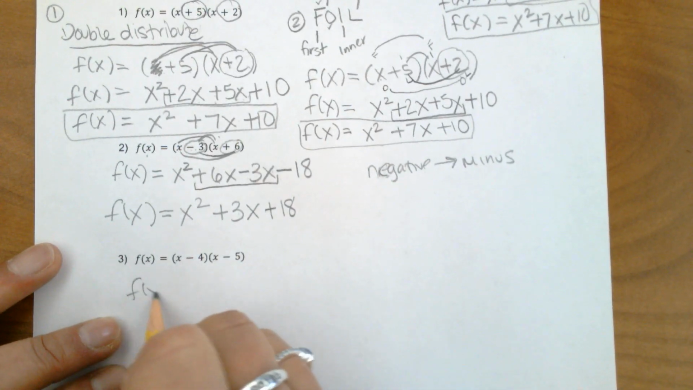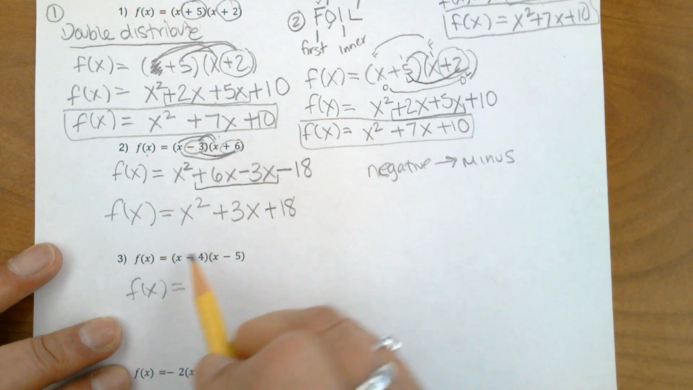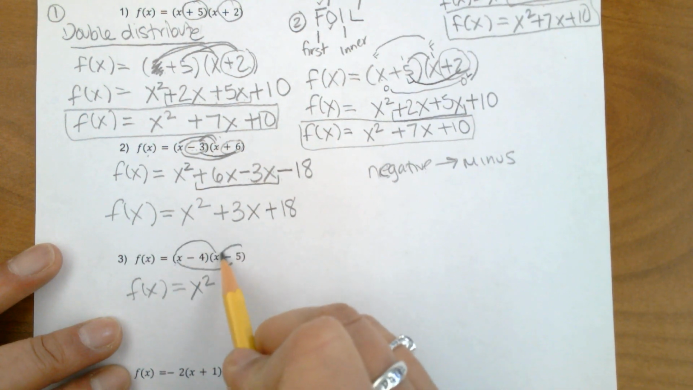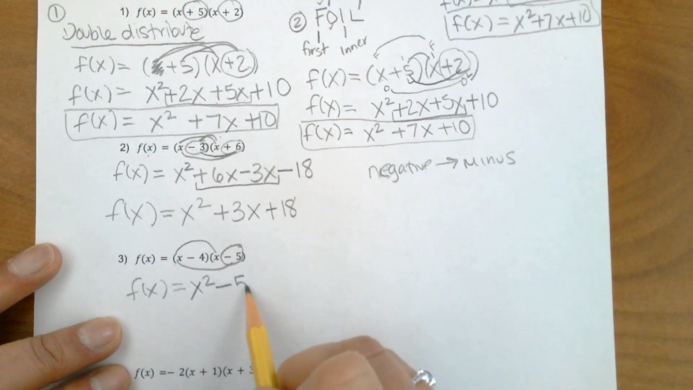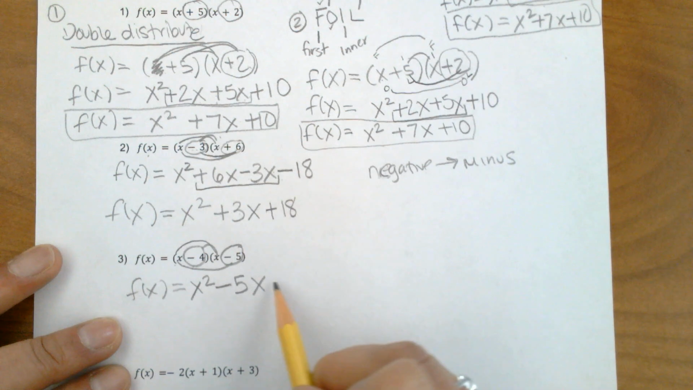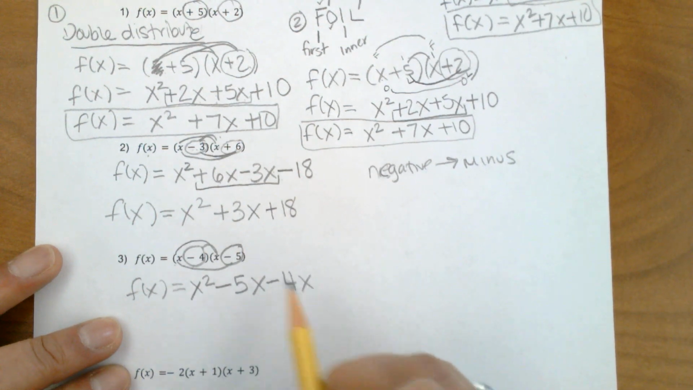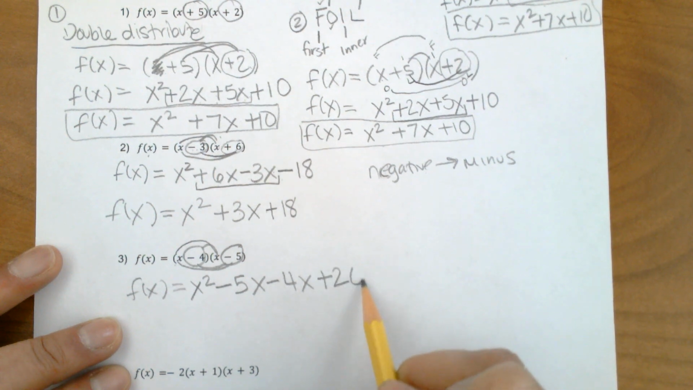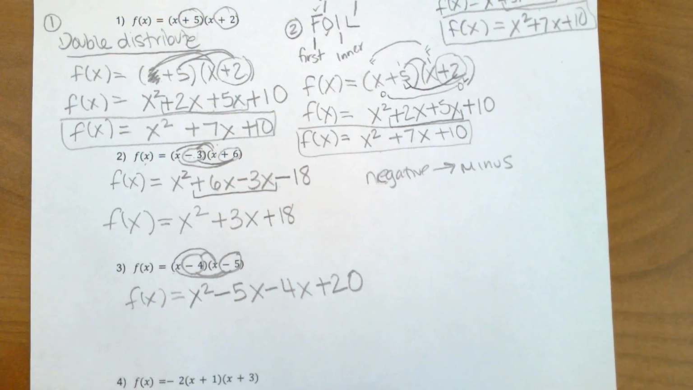Okay, this one, f of x equals, all right, so x times x squared. X times -5 is -5x. -4 times x is -4x. -4 times -5 gives you a positive 20. All right.